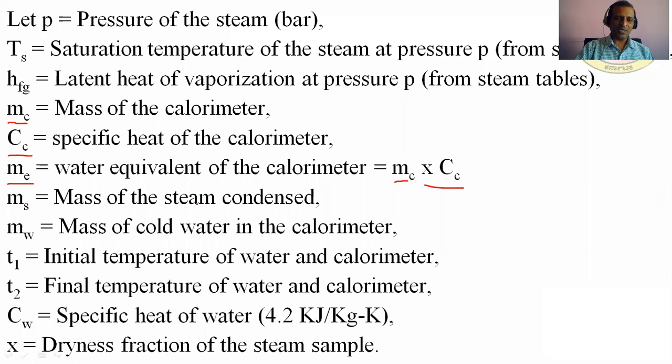So Ms is mass of the steam condensed. Mw is mass of cold water in the calorimeter. T1 is initial temperature of water and calorimeter. T2 is the final temperature of water and calorimeter. Cw is specific heat of water. X is dryness fraction of the steam sample, right?